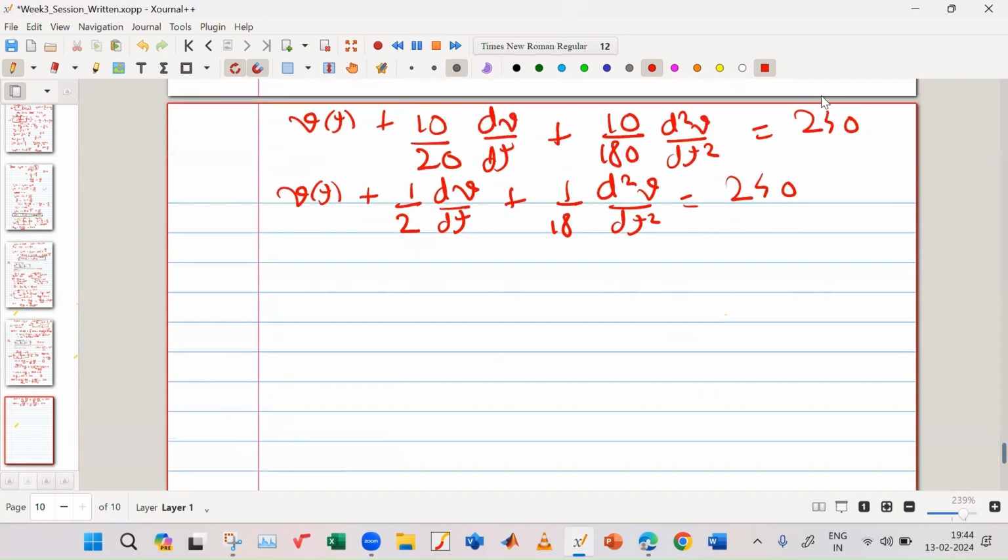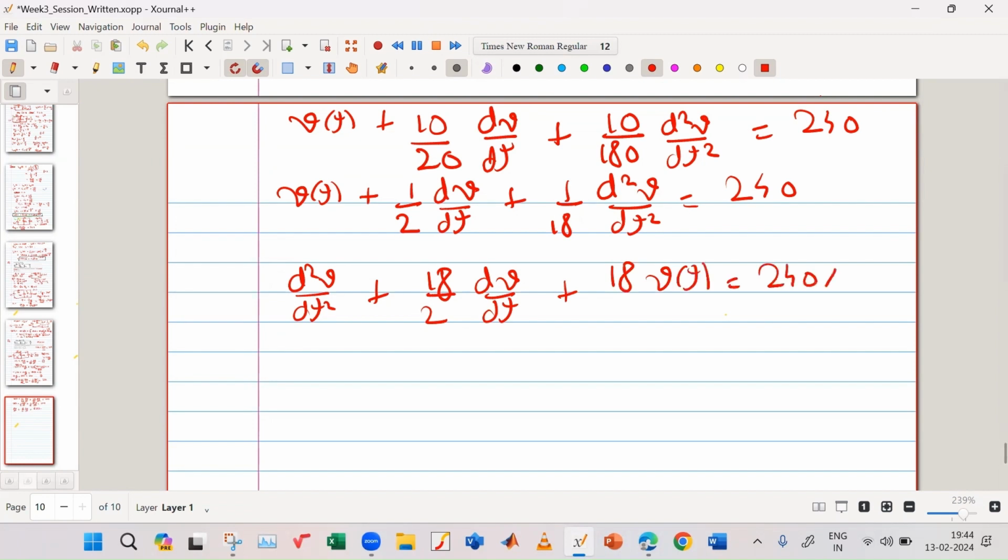So I write it further with d2V upon dt2. I multiply throughout by 18. So this becomes 18 upon 2 into dV by dt plus 18 into V of t is equal to 240 into 18. So this becomes d2V upon dt2 plus 9 into dV by dt plus 18 into V of t is equal to, what is 240 into 18? 4320.